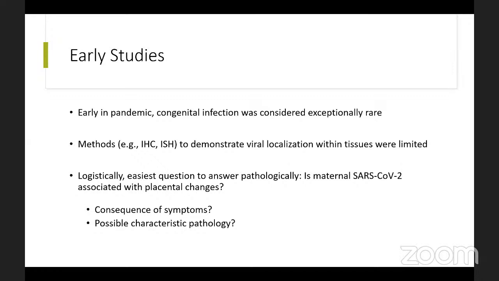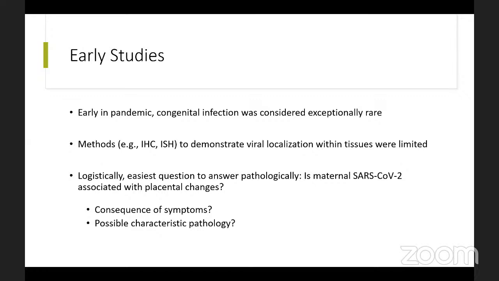So this brought us to the very early studies, early in the pandemic, that started to look at SARS-CoV-2's effects on obstetrical outcomes and, of course, pathologic obstetrical outcomes. And in the very early days of the pandemic, we thought congenital infection was exceptionally rare. And in fact, it still is extremely rare.